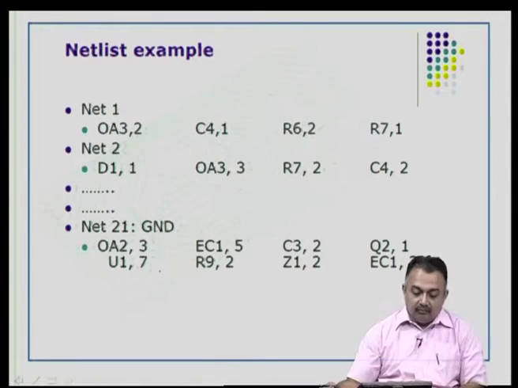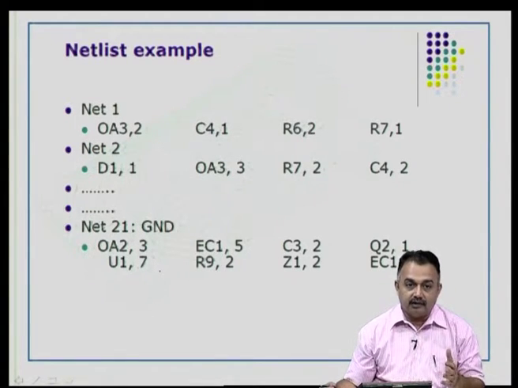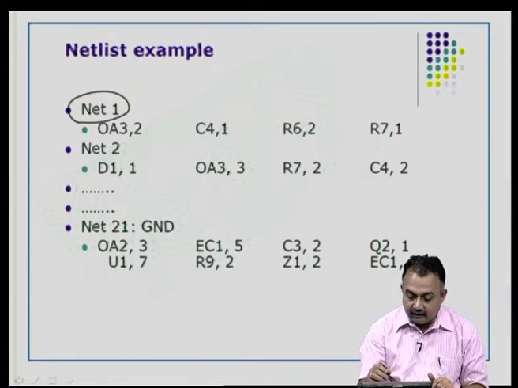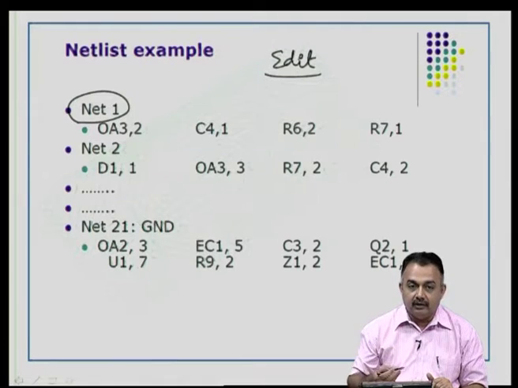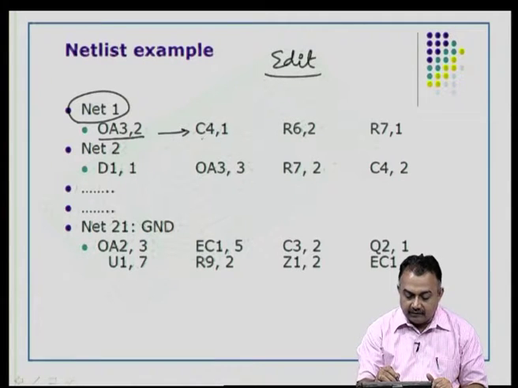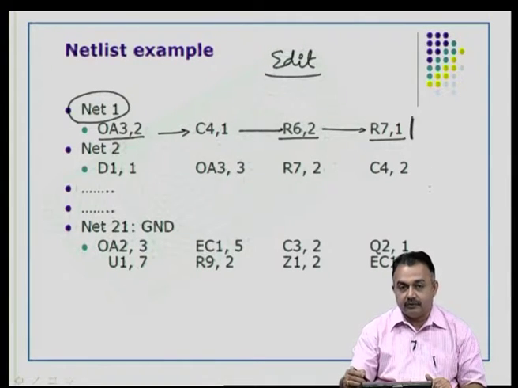Now, if you look at the slide, what is a net list? You must know how a net list is generated from your schematic capture. For example, if you take a net 1, if you look at any edit tool like WordPad, if you load your net list, you will see these kind of listings. What does net 1 say? It connects op amp 3 pin number 2 to capacitor 4 pin number 1. From there the net goes to resistor 6 R6 pin 2, then it goes to R7 1, and that completes the net. So, this is net 1.